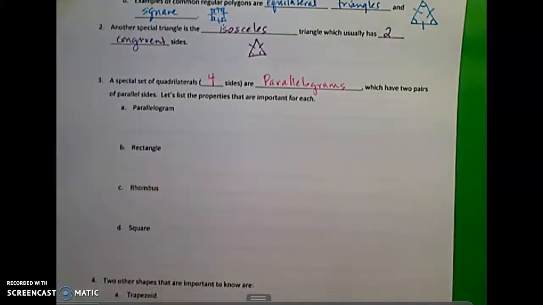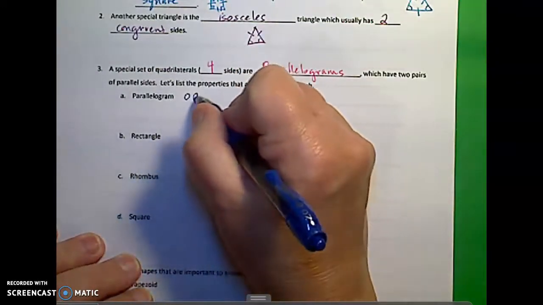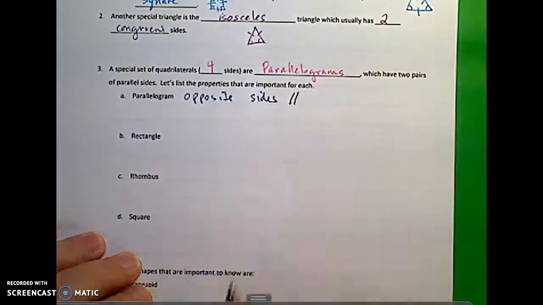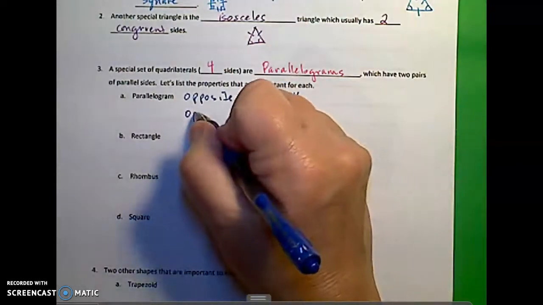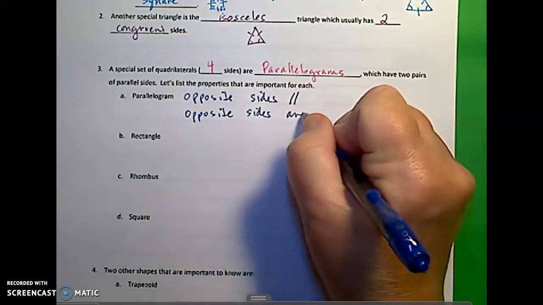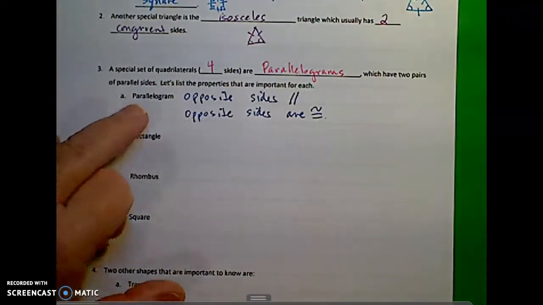So a parallelogram, just by definition, has opposite sides that are parallel. Both pairs of opposite sides are parallel. And that's basically what we need to know that's important for a parallelogram. Opposite sides are also congruent. Sorry, I forgot that thing. So we need both of those. And there we have a parallelogram.